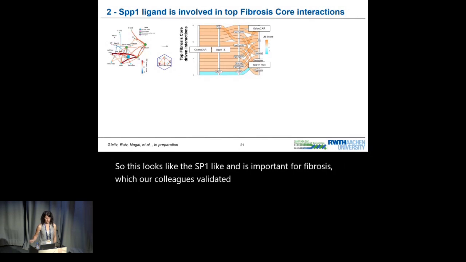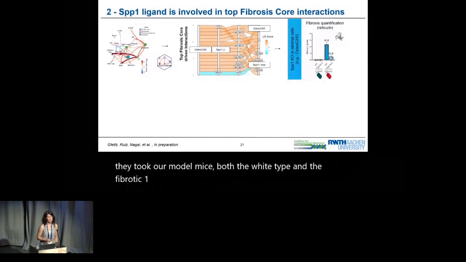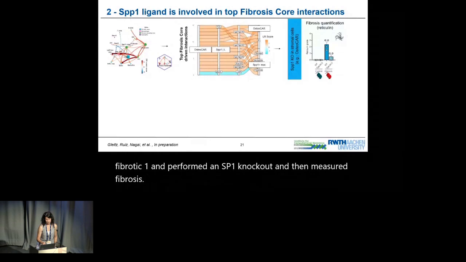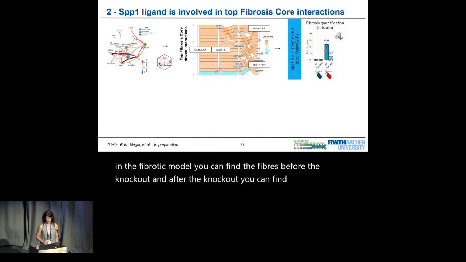They took our model mice, both the wild type and the fibrotic one, performed an SPP1 knockout, and then measured fibrosis. As you can see, in the control there is no change, because you should not find many fibers there. In the fibrotic model, you can find the fibers before the knockout, and after the knockout, you find significantly fewer, which confirms the importance of SPP1 in cells such as the osteoclasts.